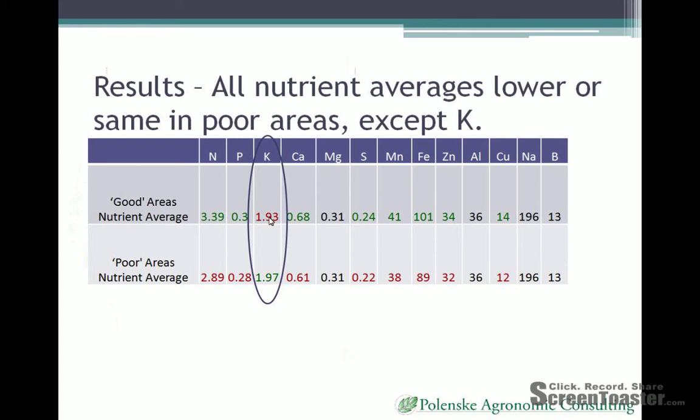A lot of this seemed to, when I looked back at my notes, I think compaction was a bigger problem here than what is expected, in that even in some of these good areas there was compaction, and that was bringing down that potassium level, but the potassium level wasn't enough to bring down the plant to stress it, apparently.